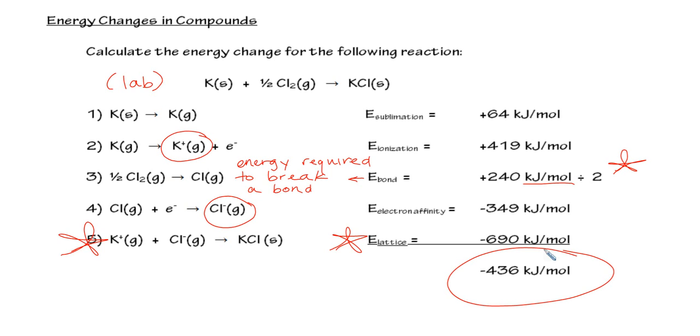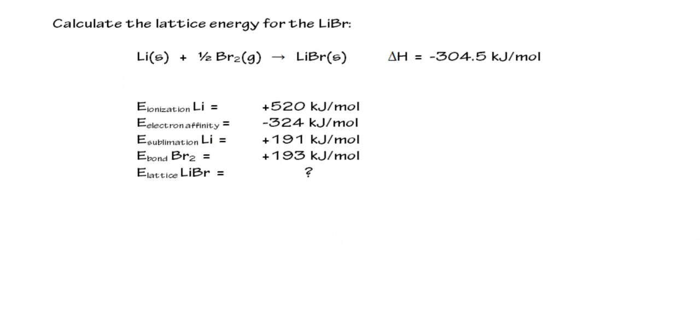Okay, so here's another option. Again, there's one really similar to this in the homework. And I think there's even one similar to the second one. We want to calculate the lattice energy for lithium bromide. Interesting. Okay, so very similar to the last one. Lithium is normally a solid as an element. Bromine is a diatomic gas. And in the end, I somehow want to form solid lithium bromide.